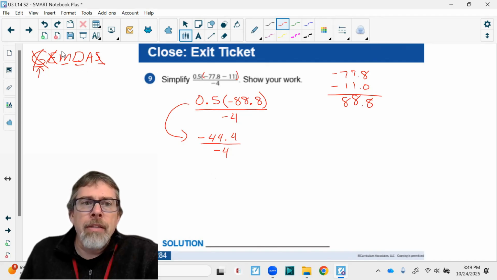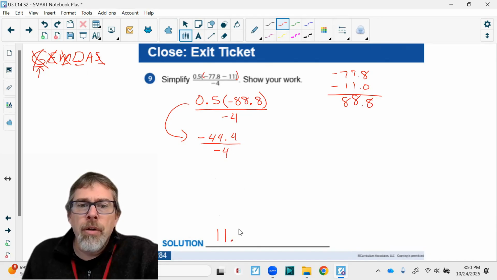Okay, and now that's done, and now we do the division. Well, a negative divided by a negative is positive. 4 goes into 4 once. 4 goes into 4 once. Decimal place. 4 goes into 4 once. So this simplifies to 11.1.